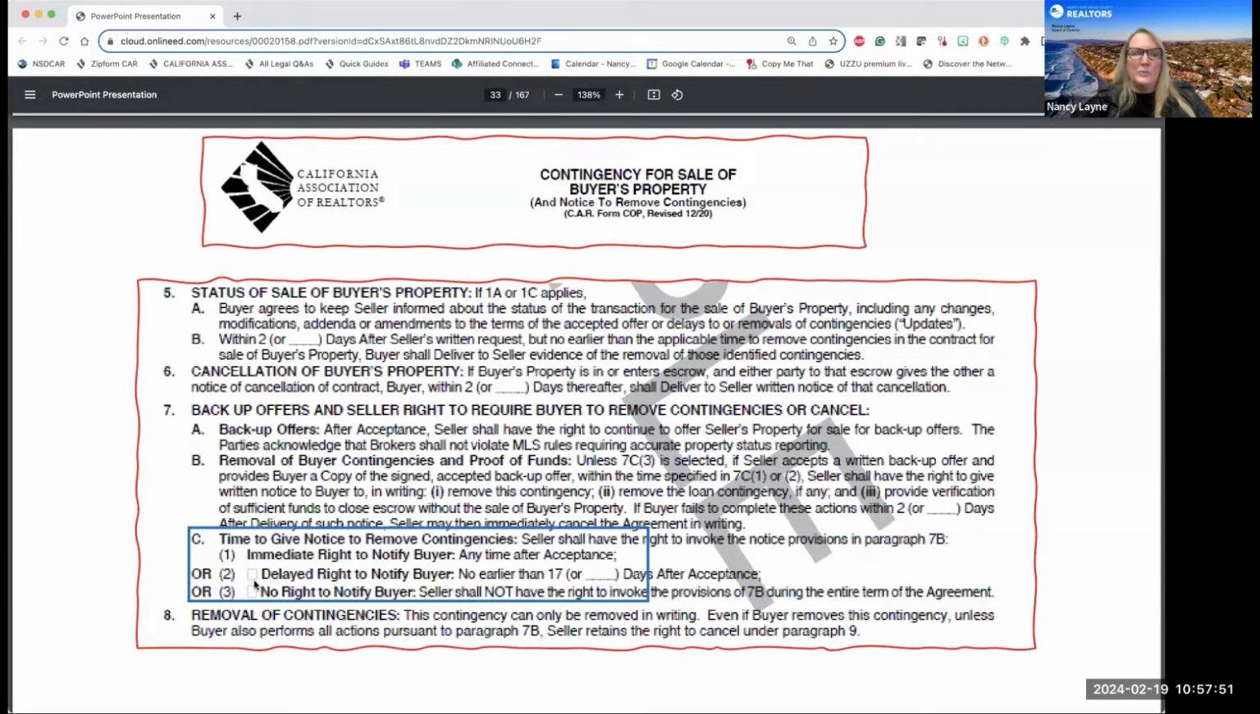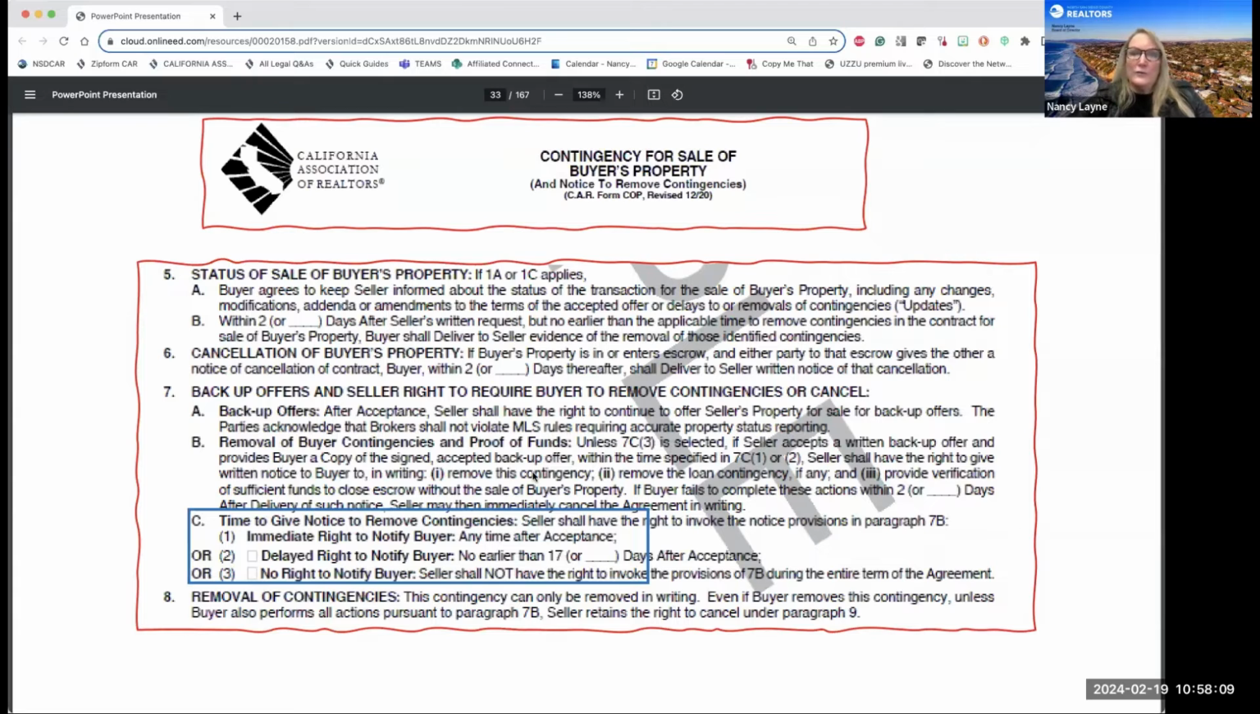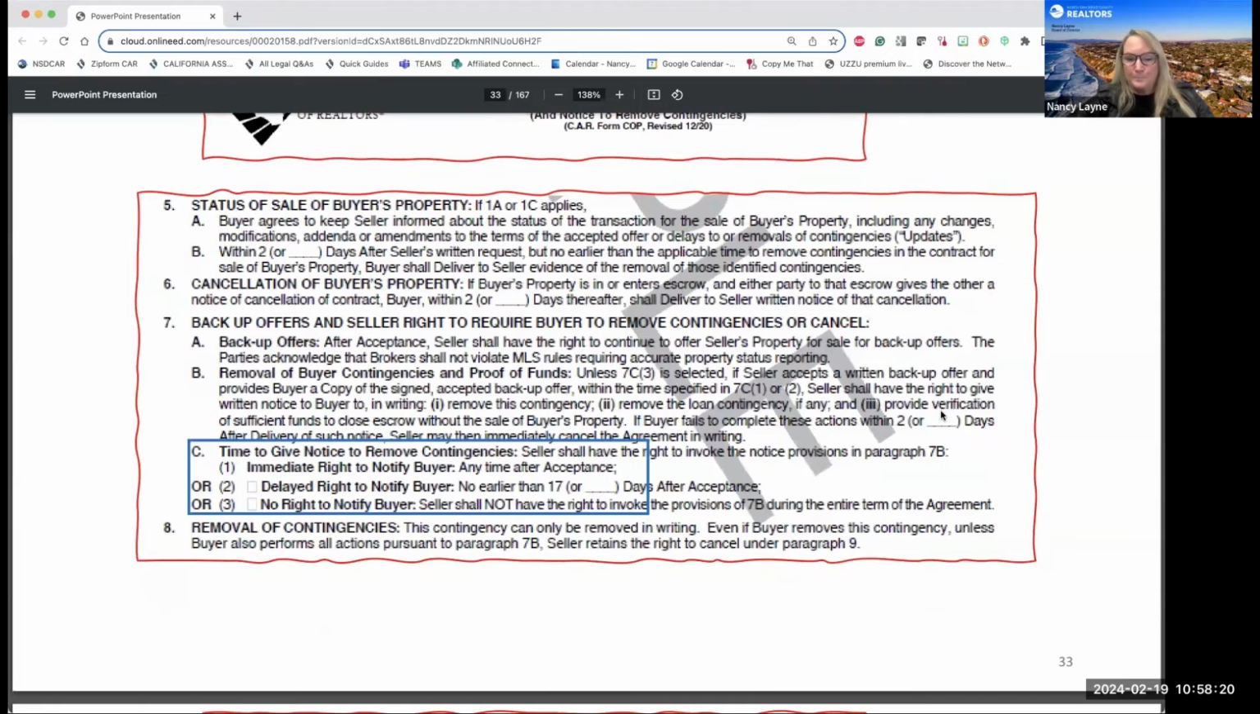I've seen a lot of pushback to give them that 17 days, but after that, if you get a backup offer, that they have the right to then ask this buyer to perform. And they have to either show that they can buy it without the sale of their house, or they have to basically cancel. However, if you do invoke this right, then you give them back their deposit and any expenses that they may have had at that point to move to backup buyers.